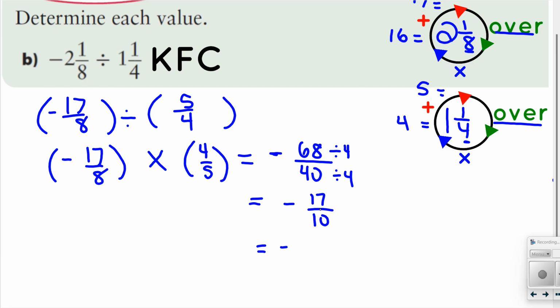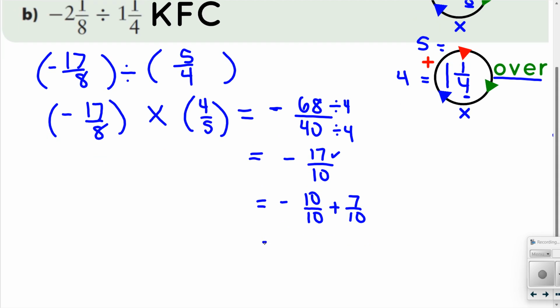So I'm looking for groups of 10. So I know there's one group of 10, 10 out of 10, plus 7 out of 10. So see, my denominator stays the same, and 10 plus 7 is 17. So I know I did that correctly. So again, my answer stays as a negative. Now 10 out of 10 is 1 whole, plus 7 out of 10. So my final answer is -1 and 7/10.